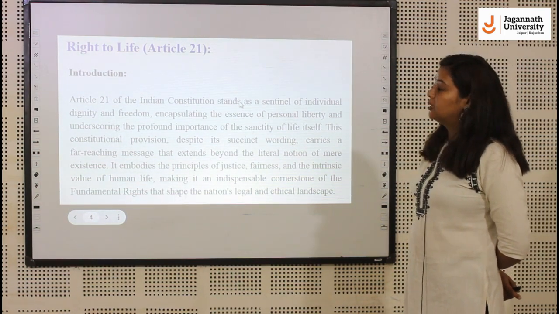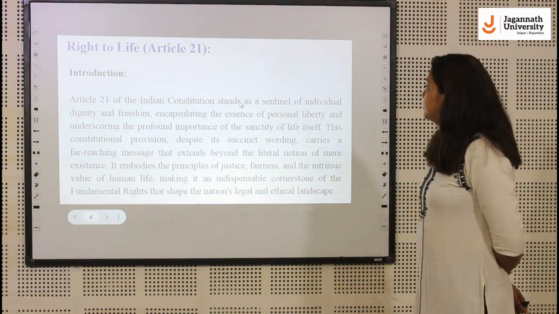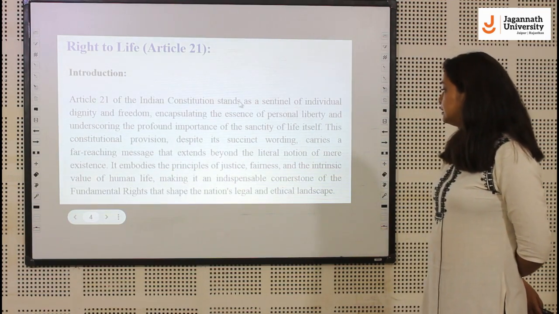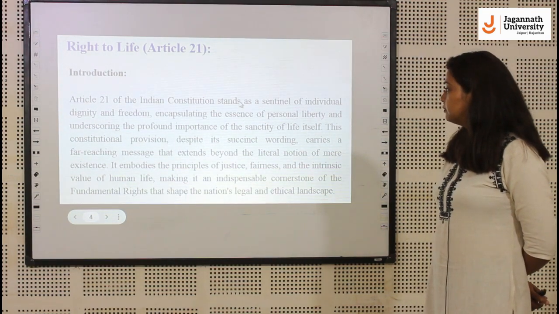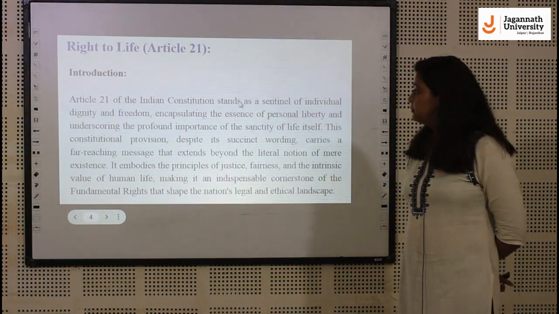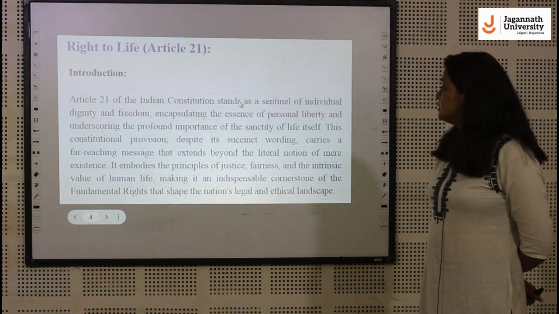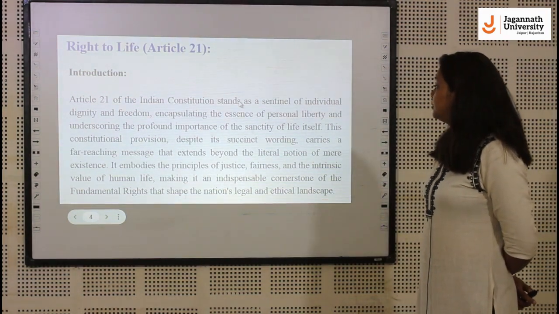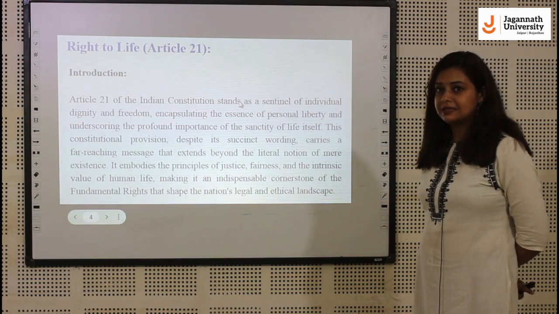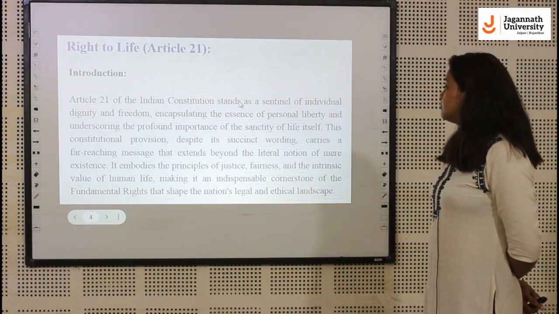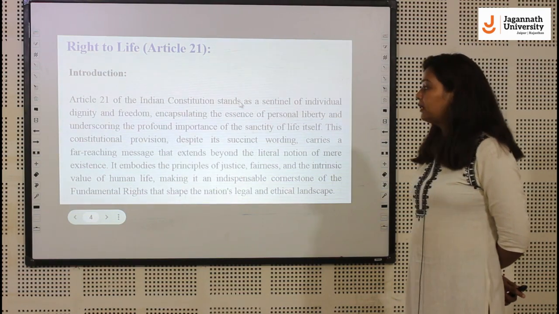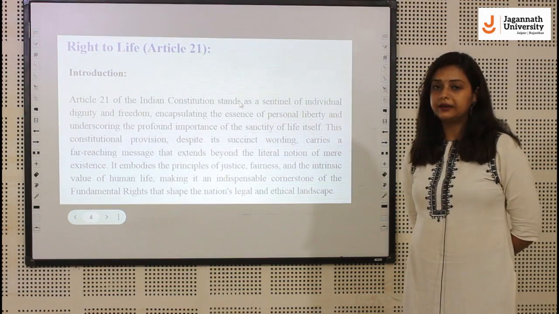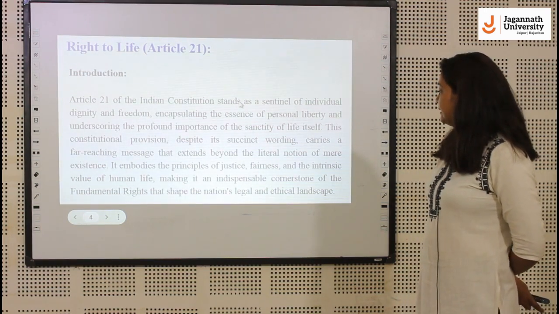First is right to life, Article 21, which gives a person the right to live with dignity and freedom, encapsulating the essence of personal liberty and underscoring the profound importance of the sanctity of life itself. The constitutional provision, despite its succinct wording, carries a far-reaching message that extends beyond the literal notion of mere existence. It embodies the principle of justice, fairness, and the intrinsic value of human life, making it an indispensable cornerstone of the fundamental rights that shape the nation's legal and ethical landscape.